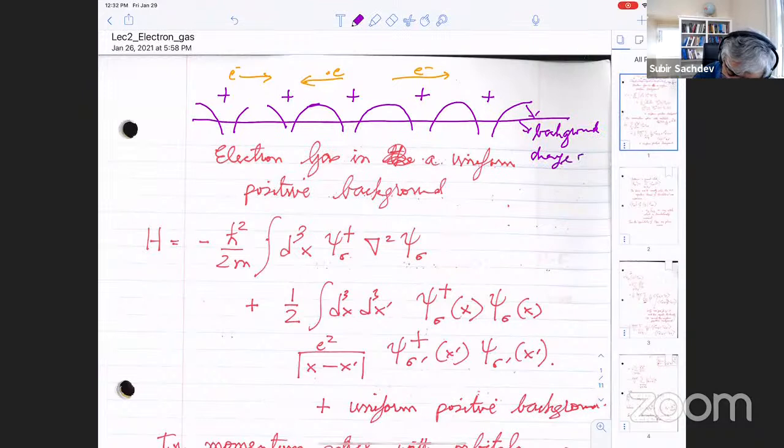charge density, rho, which is a constant, which will be equal to the total number of electrons divided by the volume of the system. Because you have to maintain charge neutrality. That's essential. If something is not neutral, it's going to collapse or blow up. Everything has to be globally neutral.